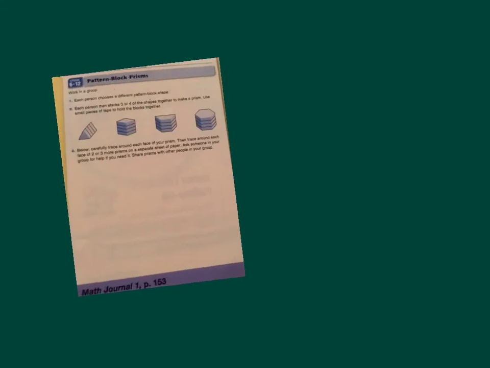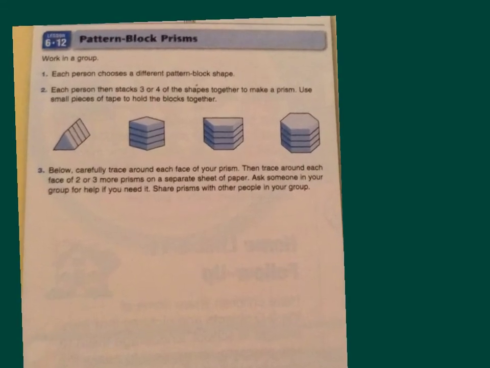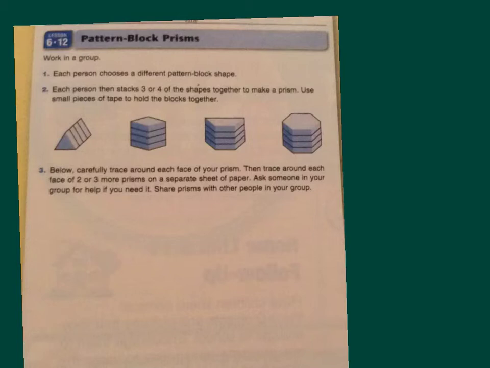Page 153 in your math journal asks you to do something in a group. Since we don't have a group, we're going to do this together. It says, number 1, each person chooses a different pattern block shape. We don't have one. Then stack 3 or 4 of the shapes together and make a prism. So what it did for you was show you some examples, right? The triangular prism, the cube prism, trapezoid, and the hexagonal prism. Okay? And then it asks you to tape them together.